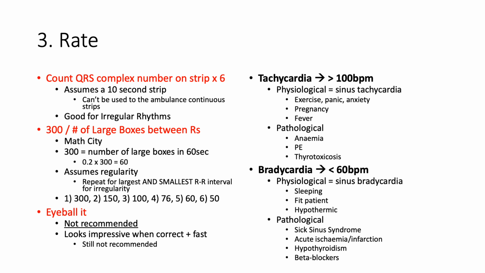Causes of a tachycardia can be completely normal. If you're exercising, your heart rate's going to go up. If you're unwell or if you're pregnant, your heart rate will go up. Some pathological reasons for a heart rate to go up would be anemia, PEs or thyrotoxicosis, or just a step before thyrotoxicosis, being hyperthyroidism.